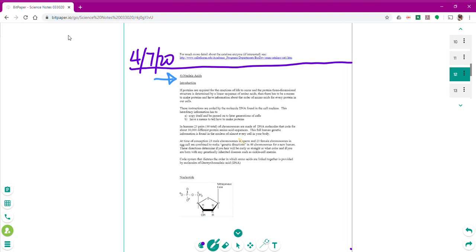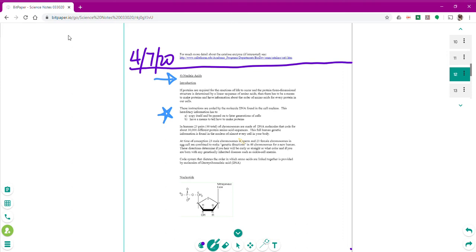So big star right here. These instructions are coded by the molecule DNA found in the cell nucleus. This hereditary information has to, A, copy itself and be passed on to later generations of cells, and B, have a means to tell how to make proteins.